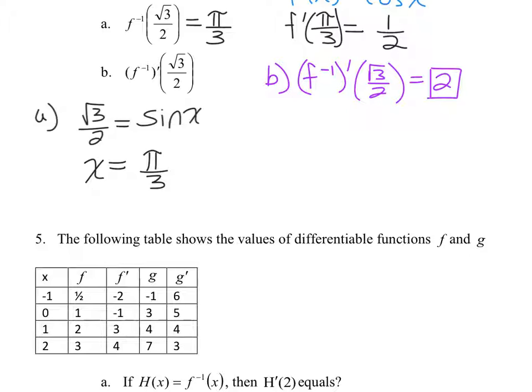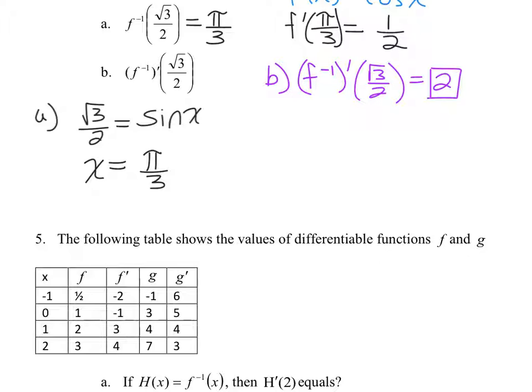Now, number 5 gives it to you in table form, and assuming I fixed the typo from the last decade, it should be good. It shows differentiable functions of f and g, so it gives us the derivative, the function and the derivative at particular points. So it gives us everything we need to know about functions, inverses, derivatives, and their inverses. So it's just a matter of picking out what the question's asking.